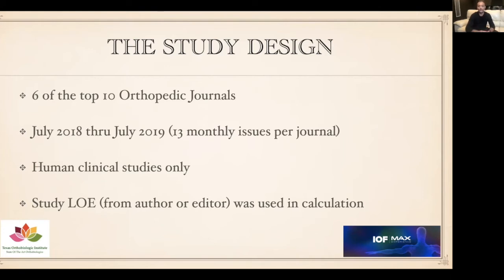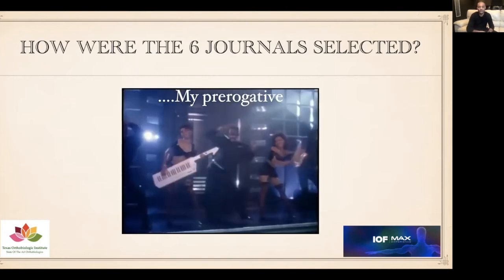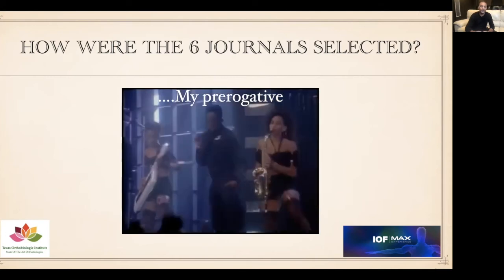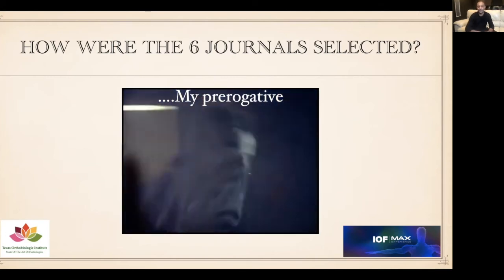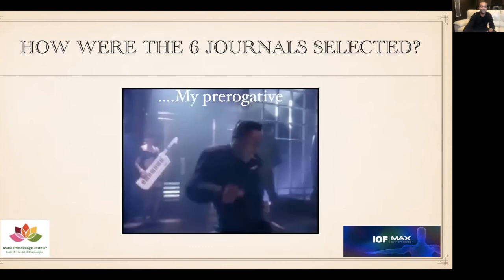Most of these journals now require a level of evidence determination by the submitting author. So if that was present, we used that. Absent those two sources, then the authors of this paper each separately came up with a level of evidence, and then those were averaged. How did we select those 6 journals? Well, as the senior author, I made it my prerogative, primarily because these are 6 journals that I already subscribed to and they were readily accessible to complete our study.